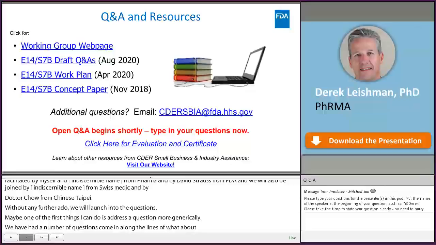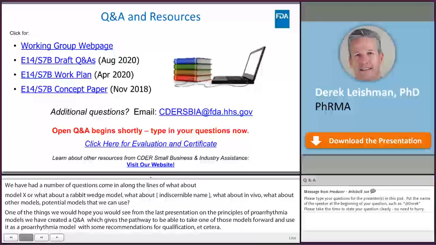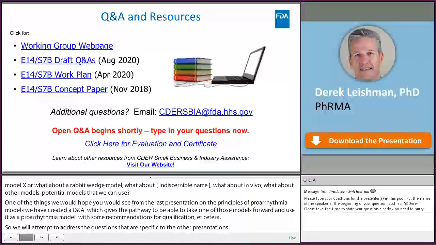One of the things that we hope that you would see from the last presentation on the principles of proarrhythmia models is that we have created a Q&A which gives a pathway to being able to take one of those models forward and use it as a proarrhythmia model with some recommendations for qualification, etc. So we will be attempting to address the questions that are specific to the other presentations, but those that are more broadly generic to the proarrhythmia models, and is this model acceptable or not, I would refer those questioners to the principles of ProA and to some of the discussion on qualification and positive controls of the other models, so that there's some guidance there.